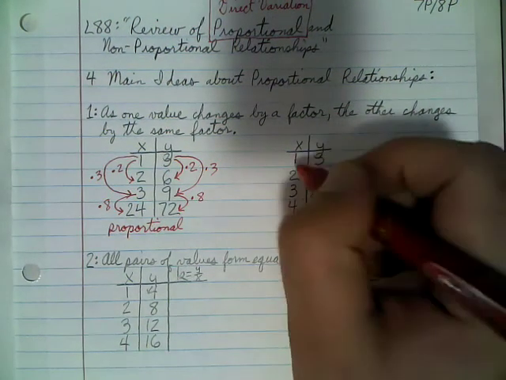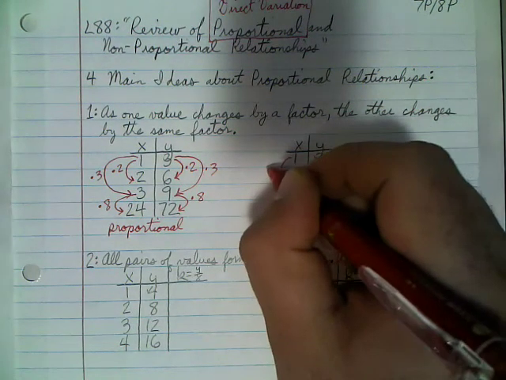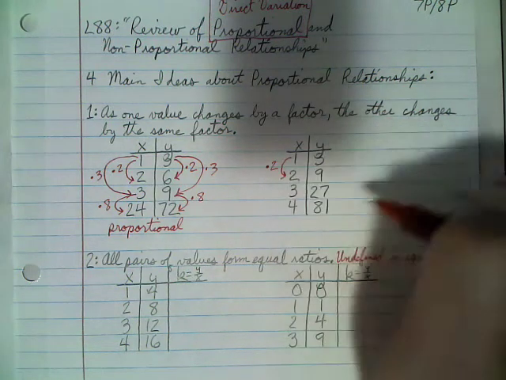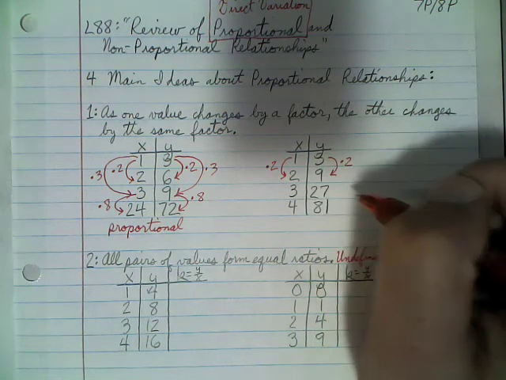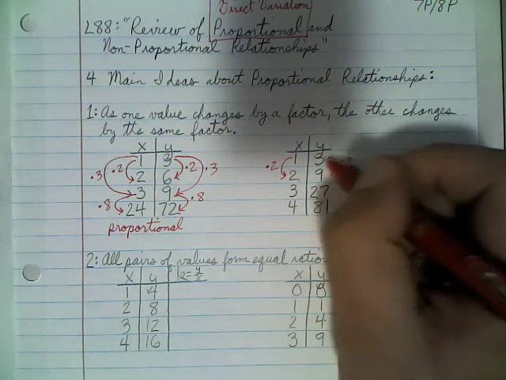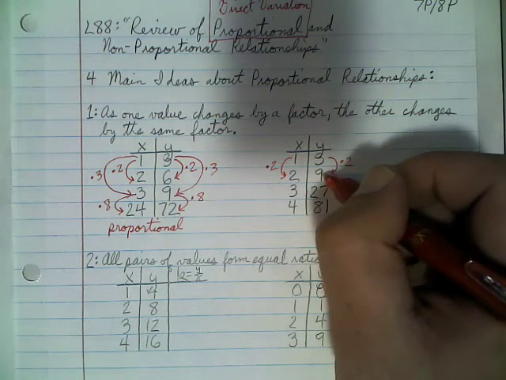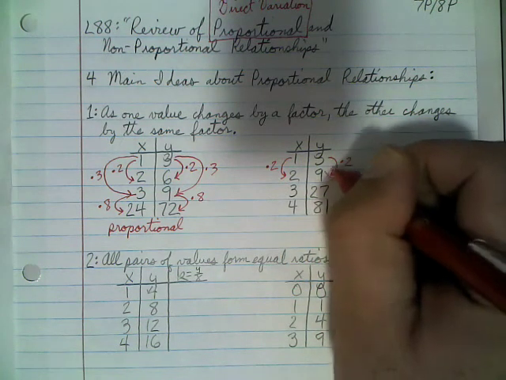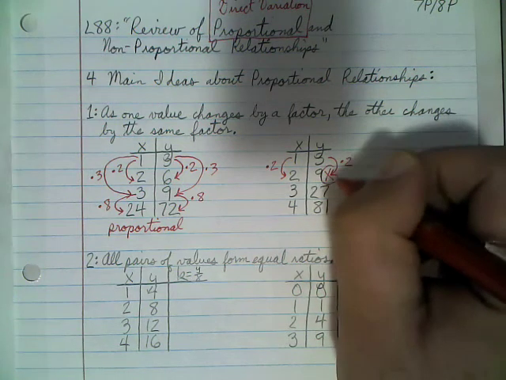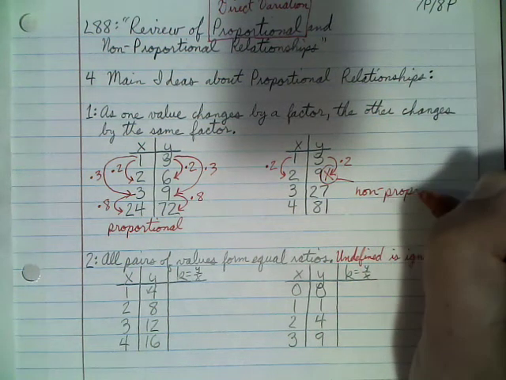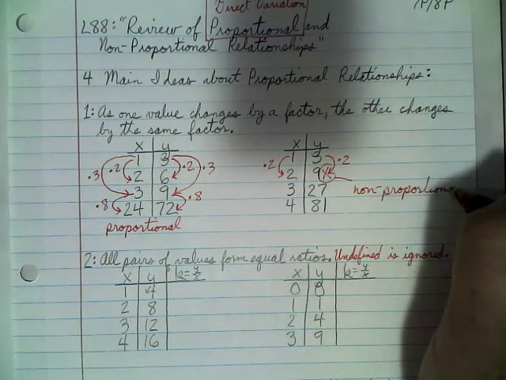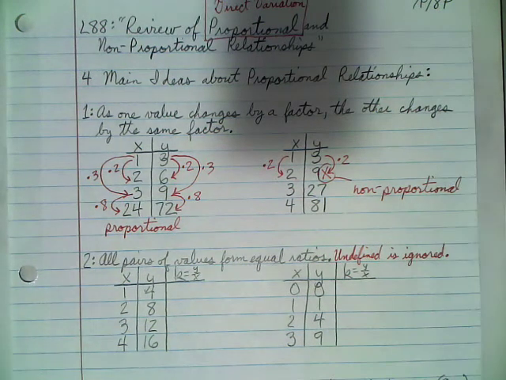Over here, if I go from 1 to 2, I'm multiplying by 2. Well, 1 times 2 is 2. So over here, I should also be doing 3 times 2, but 3 times 2 isn't 9. And since it isn't 9, that means that this is non-proportional. I don't even have to look at the rest of the relationships. If one of them doesn't work out, it's not proportional, it's non-proportional.